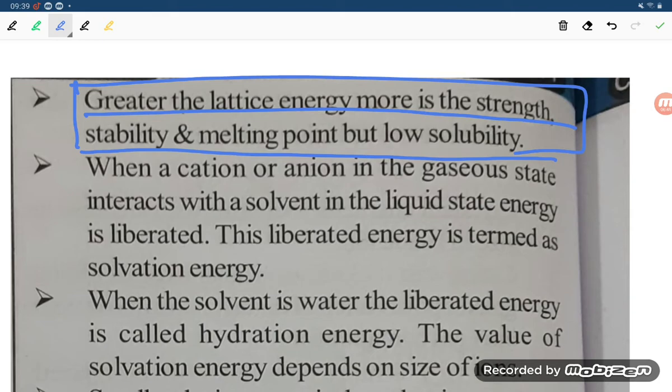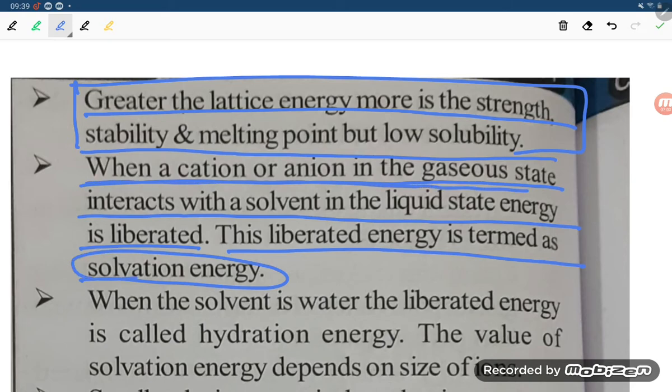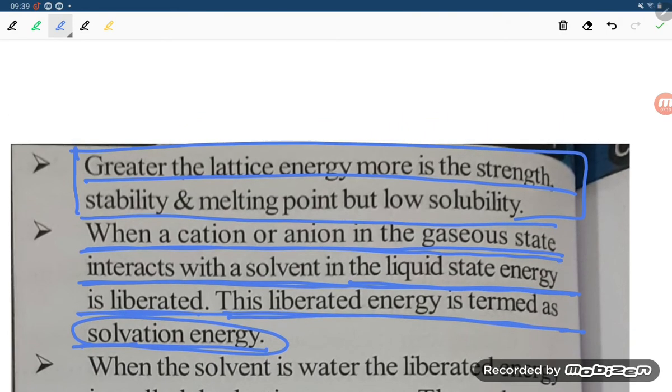Next point, try to understand this, student. When a cation or anion in the gaseous state interacts with a solvent in the liquid state, energy is liberated. This liberated energy is termed solvation energy. When a cation and anion in the gaseous state interact with the solvent in liquid state, energy is liberated, known as solvation energy.